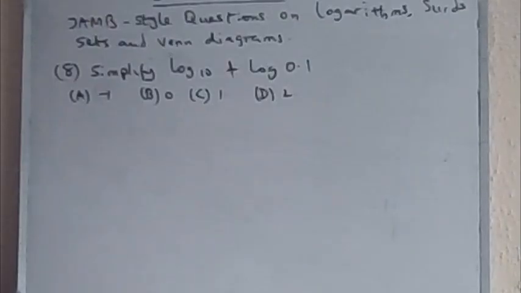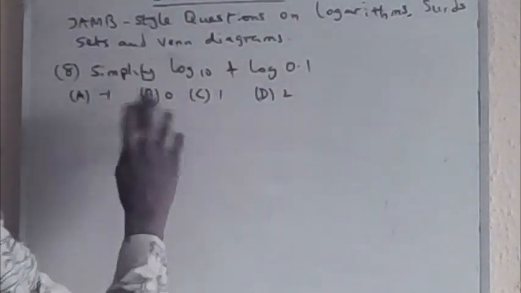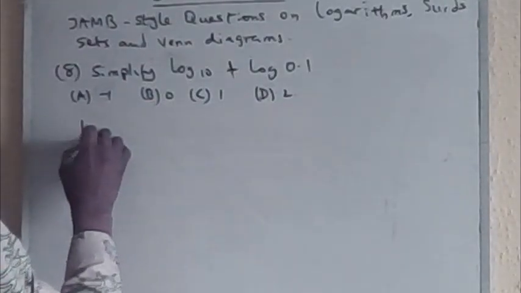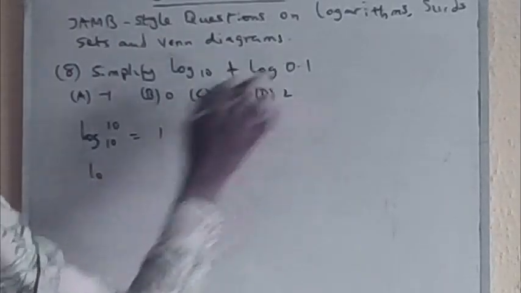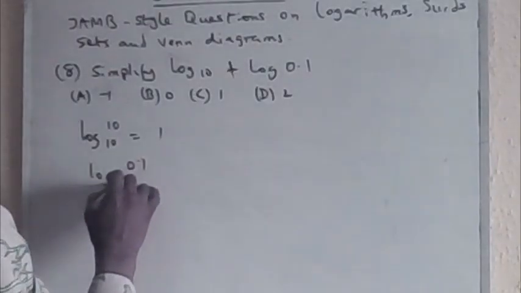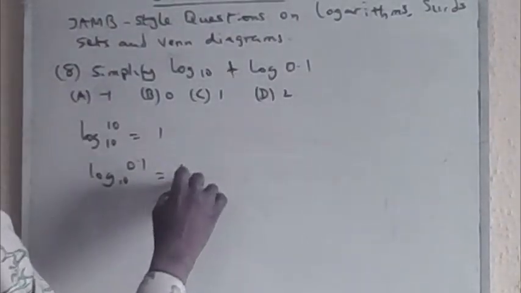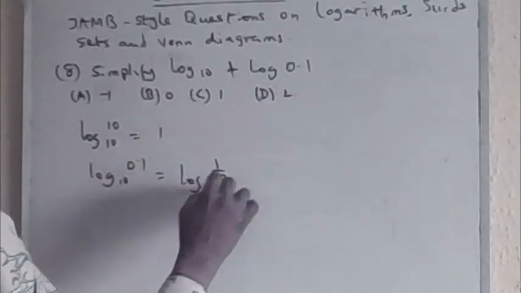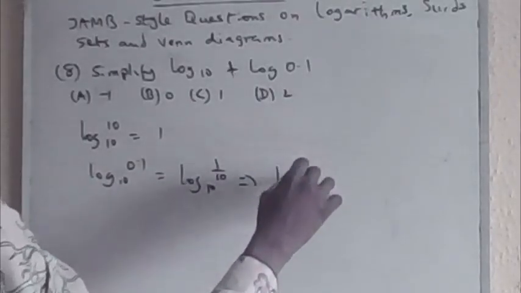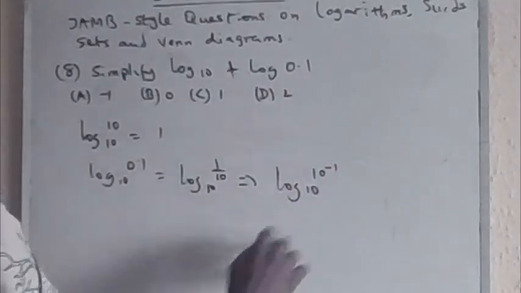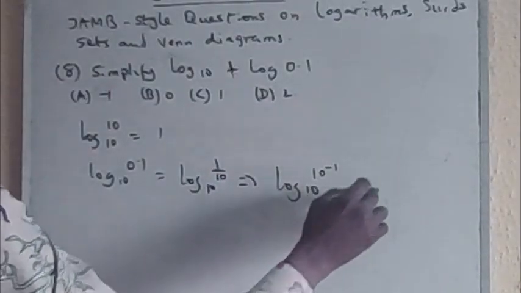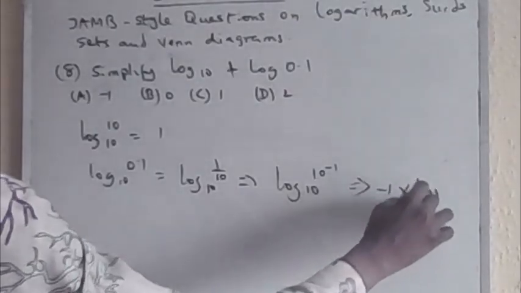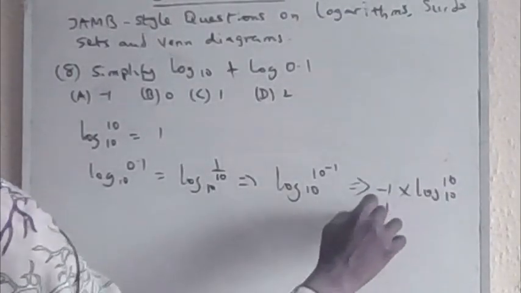Okay, so I can simplify this individually. Log 10 to base 10 is actually 1 already. But for this one, log 0.1 to base 10 is the same thing as saying log 1 over 10 to base 10. Same thing as saying log 10 to the power minus 1 to base 10. And this minus 1 comes down. It now becomes minus 1 times log 10 to base 10. And log 10 to base 10 is already 1. So this times 1 is equal to minus 1.